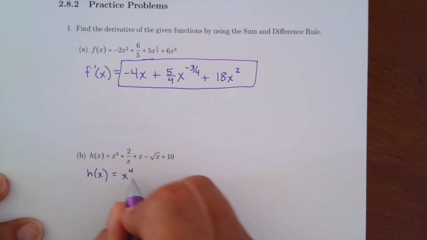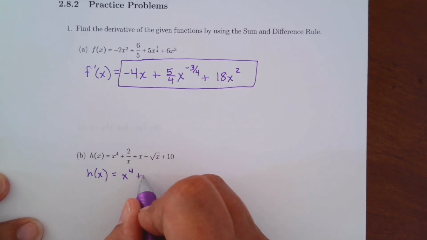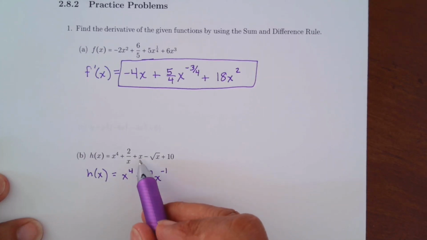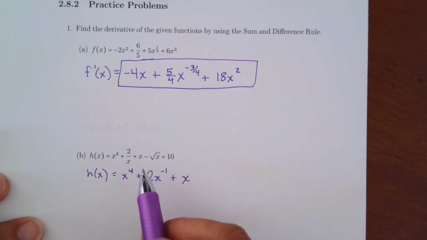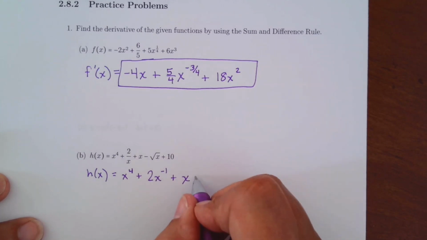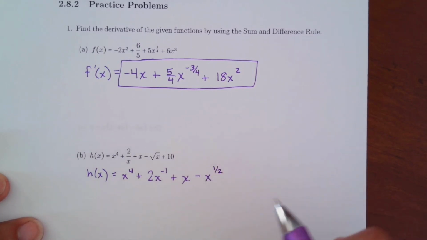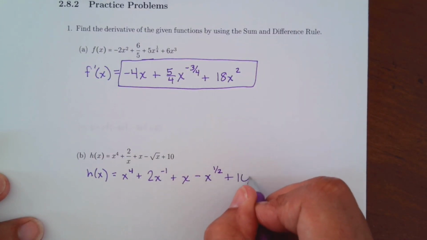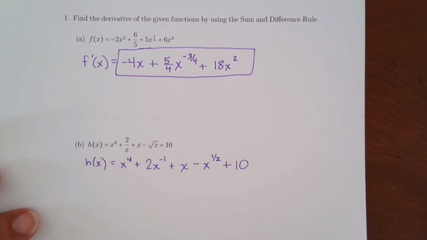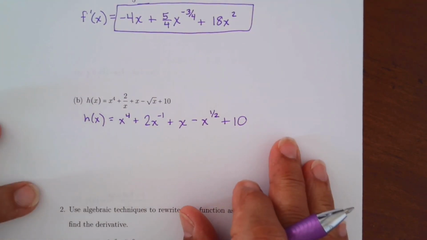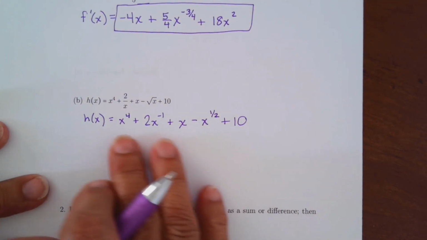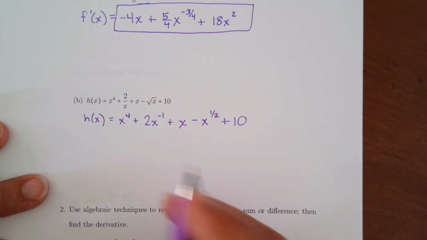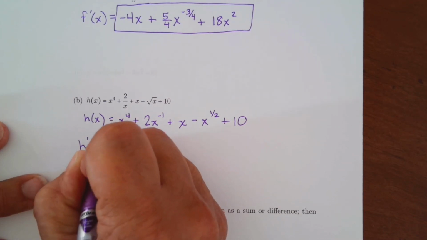So x to the fourth is okay. 2 over x, I'm going to write as 2x to the negative 1. I'm going to bring that exponent up. x is okay, so plus x. Then we have minus the square root of x. So I'm going to change the square root of x to its rational form, which is x to the 1/2, and then plus 10. Okay, so now that I have everything ready, I can just do my derivatives. So this is a good method to make sure every term is ready to go, okay? All right, so now we can do our derivative.